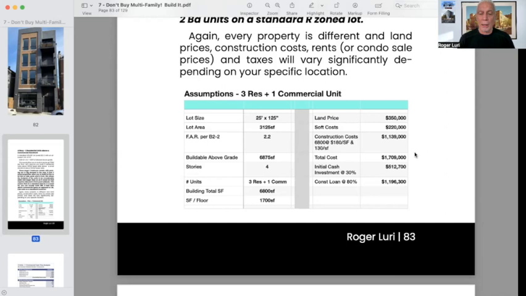Now, we've got a total cost of $1,709,000. You add those up. Those are your uses of capital. They add up to $1,709,000. So where do we get this capital?